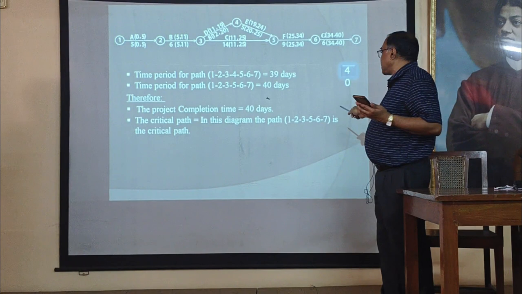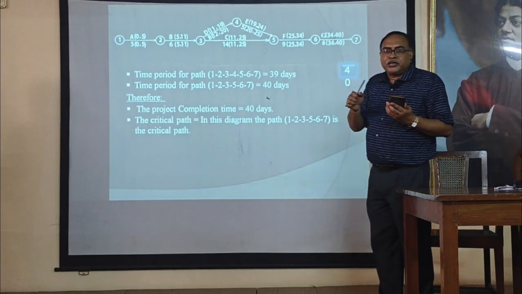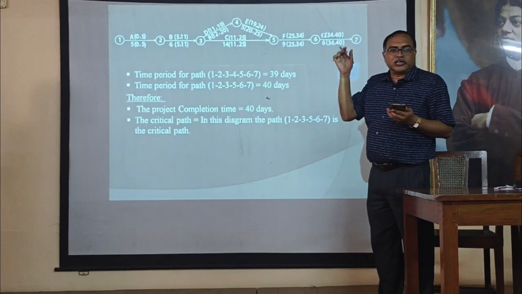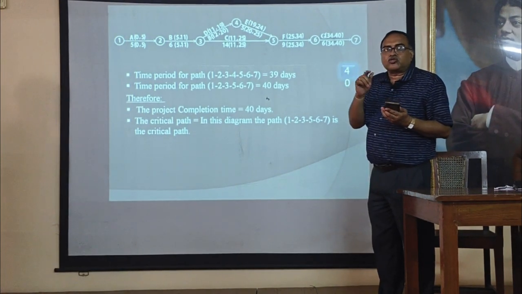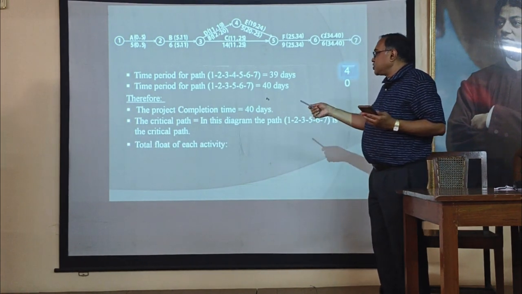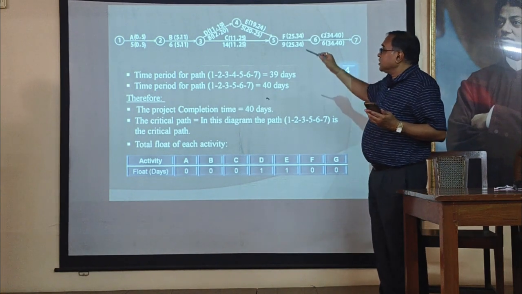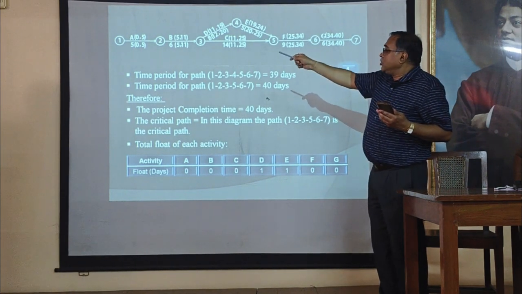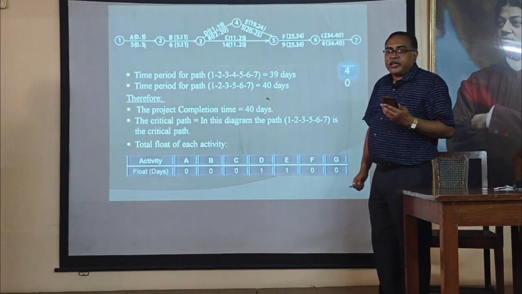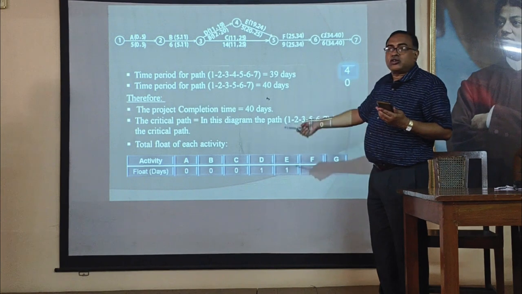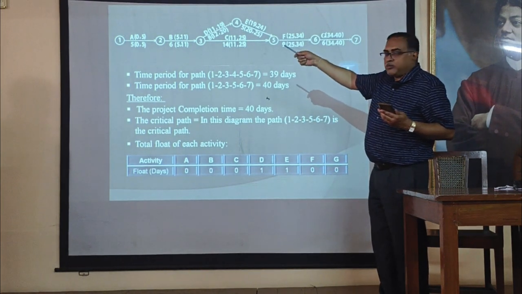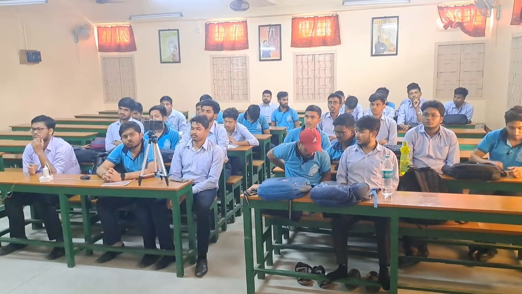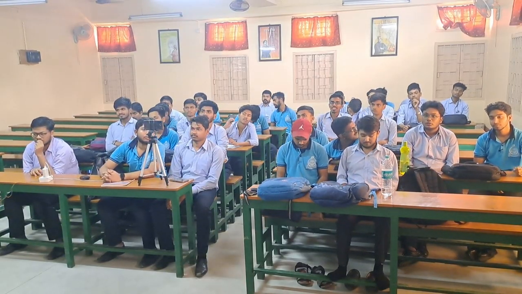Then the critical path in this diagram is 1, 2, 3, 5, 6, 7. It can be noted by two lines also. It can be colored in our exam paper or in industry, or it can be represented by a thick line or two lines. Okay, this is our critical path. Next is the total float for each activity. Total float means late finish time minus early finish time, or late start time minus early start time. For activity A, float is 0 minus 0, so it is 0, or 5 minus 5, so it is also 0. The float of activity A is 0. For B, what is the value of float for B activity?